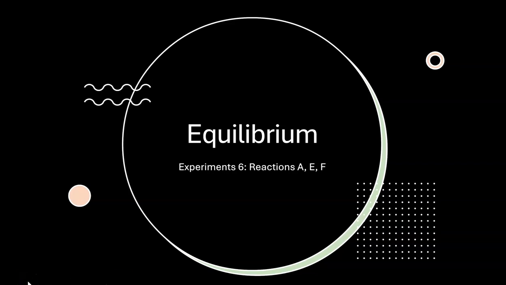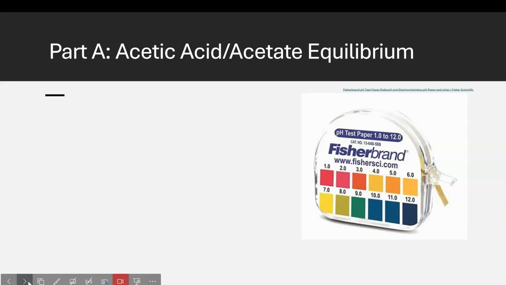My name is Macy Gotchel, and this is my video presentation for Experiment 6 about equilibrium, specifically reactions A, E, and F. So for part A of the experiment, we dealt with acetic acid and acetate equilibrium, which is formed by the equation right there, which is CH3COOH aqueous, which is at equilibrium with CH3COO negative aqueous plus H plus aqueous.